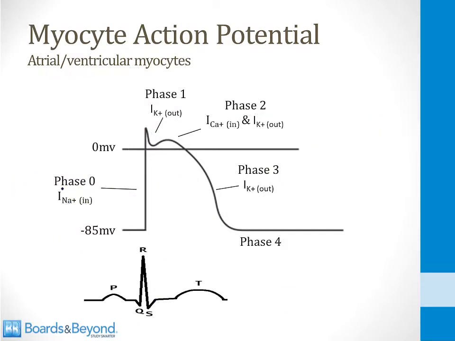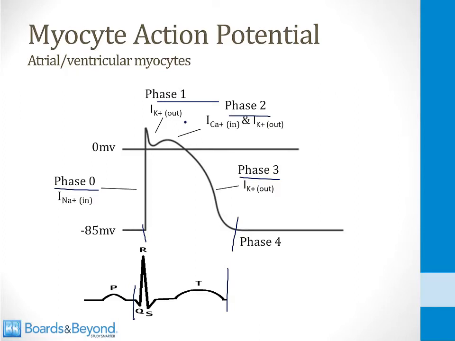On the other hand, the time it takes to go through phase 0, phase 1, phase 2, and phase 3, the entire time it takes for depolarization and repolarization, is represented on the surface EKG by the QT interval. The time it takes for depolarization and repolarization is from the start of phase 0 to the end of phase 3. On the surface EKG, that's shown as the start of the QRS complex and the end of the T wave.